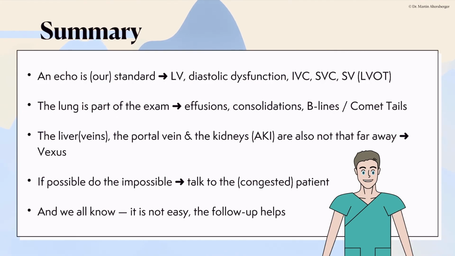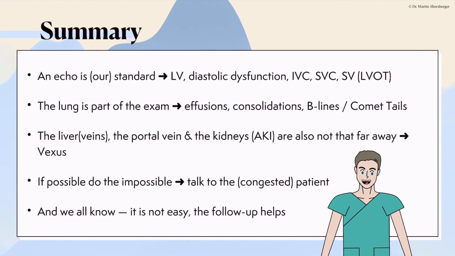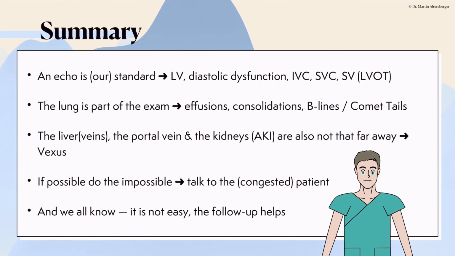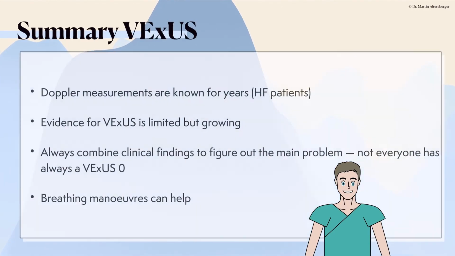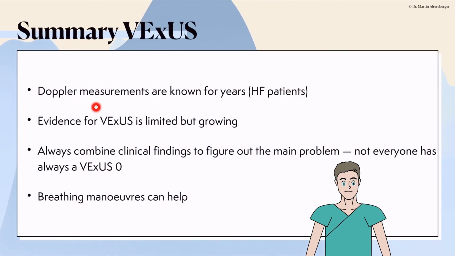For the VExUS, Doppler measurements are known for years, especially in heart failure patients. Also the hepatic veins, as I mentioned before, in constrictive pericarditis, but also the portal venous system. It was published initially with heart failure patients. The evidence for VExUS is still limited but growing, and we combine the clinical findings and the VExUS and the other scans with ultrasound to figure out what actually the problem is.